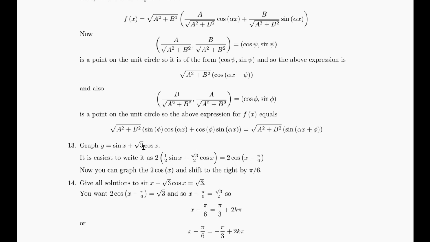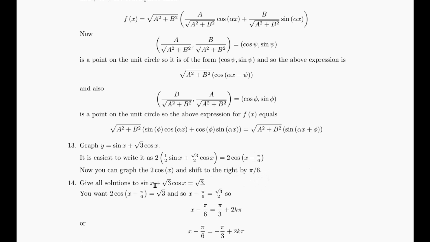So if I wanted to graph this, I could just graph 2 cosine of x, which I know how to graph easily. It's in the chapter. And I would end up shifting it to the right through a distance of pi/6. Now, why would that be? Well, to say that this is equal to 0 is to say that x is pi/6. All right, so that essentially will shift the graph of this.